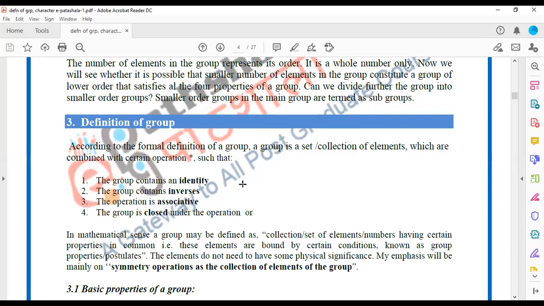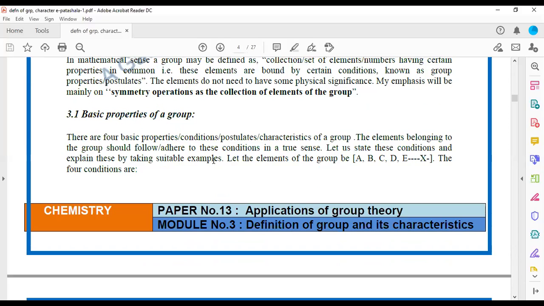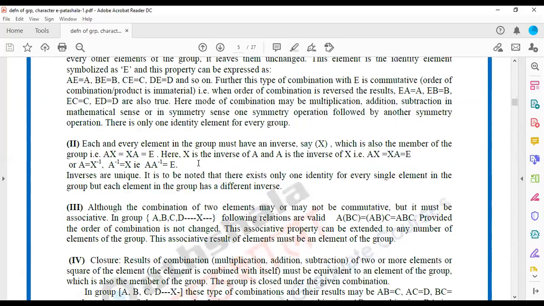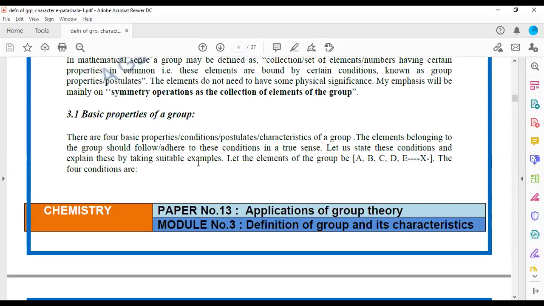So whenever I'm telling it is a group, it should follow certain mathematical properties. The basic properties are that it should follow 4 rules: the closure rule, then the inverse rule, then the identity rule, then the associative rule. So these are the 4 rules which it has to follow. We will see what these 4 rules are.